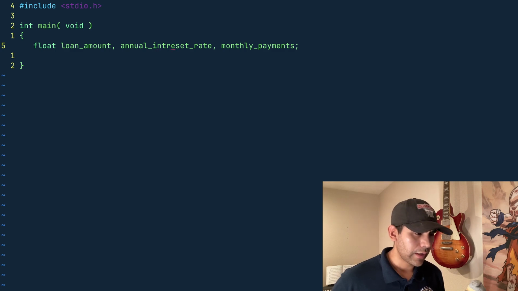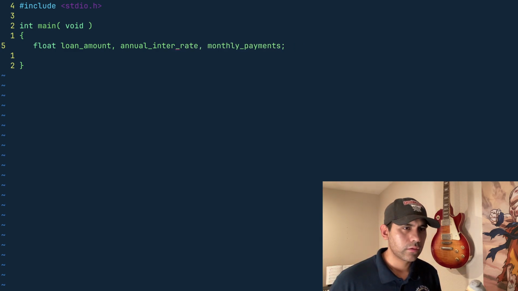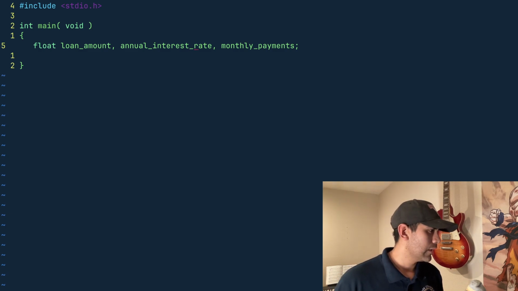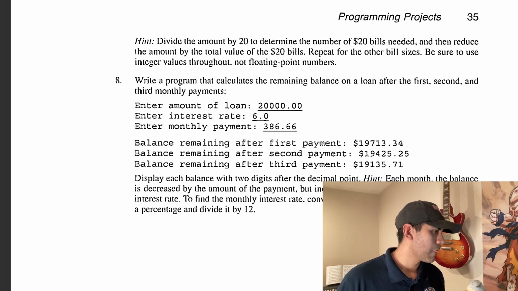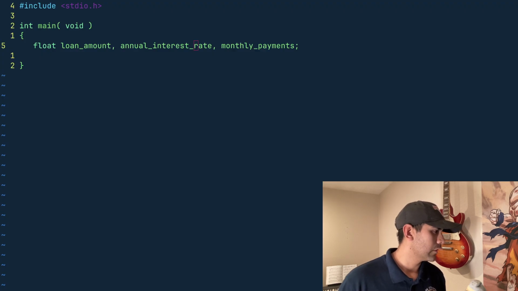Bro, how can I spell interest? How do I spell it like this? Why did I spell it like that? Is that how you spell it? Interest. Yeah, interest. There you go.